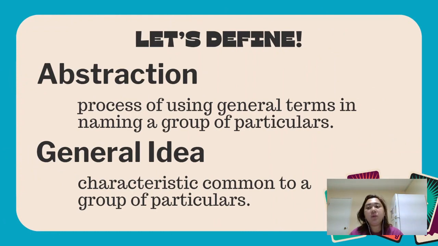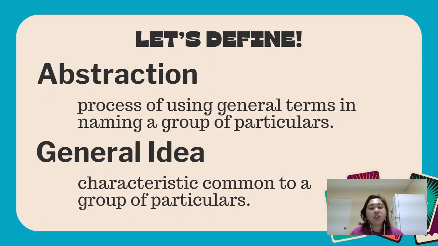On the other hand, we have general idea. It is the characteristic common to a group of particulars. For example, my handful of sand. What is the thing in common between the particulars, or every bit of sand? They are rough, right? Also, they come in different colors, but when they are in a group, they come in the color light brown. So that is the general idea of a group of particulars.